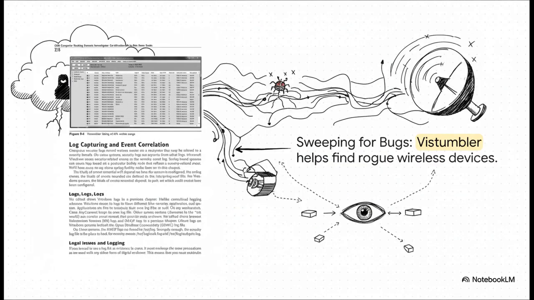You know, the threat isn't always coming from the outside either. Sometimes, an attacker actually plants a rogue device inside the network, and that's where a tool like VStumbler comes in. The best way to think of it is as a digital bug sweeper. It scans the airwaves to identify all the Wi-Fi networks and devices in range, helping investigators spot some unauthorized access point that could be secretly siphoning off data.